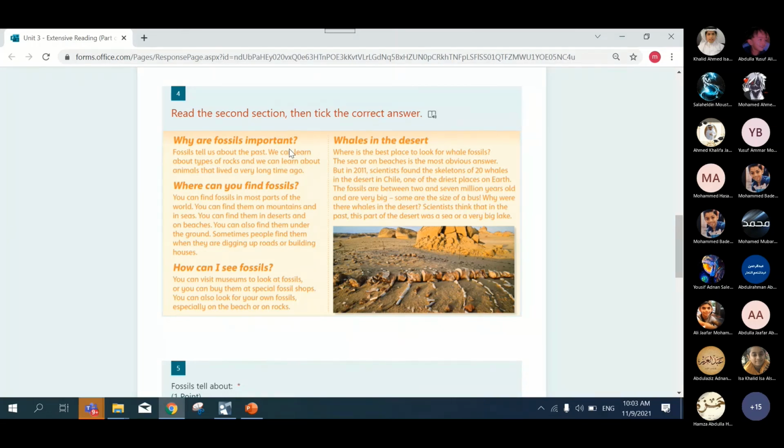Why? Imagine a mountain in old days, millions of years ago, and there was a dinosaur walking or moving on this mountain. And it died. The dinosaur died. After millions of years, you can find the dinosaur in this mountain, in rocks. Okay, so the answer, yes, you can find the fossils in rocks.